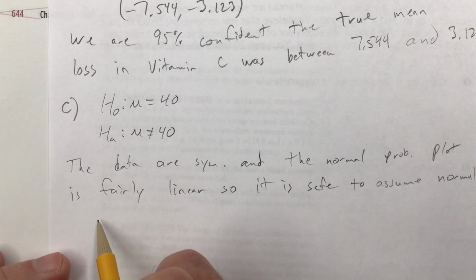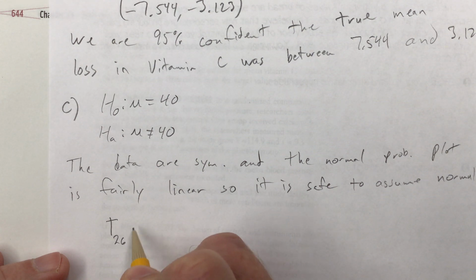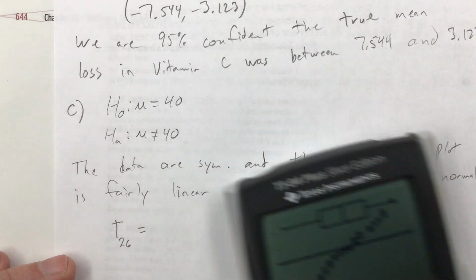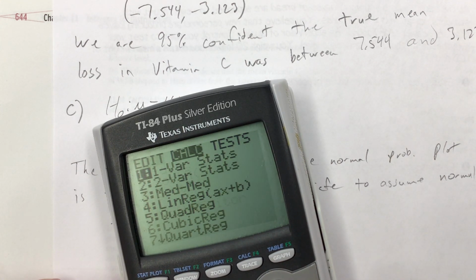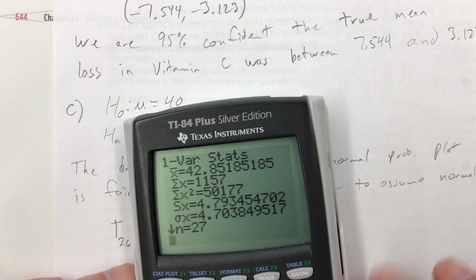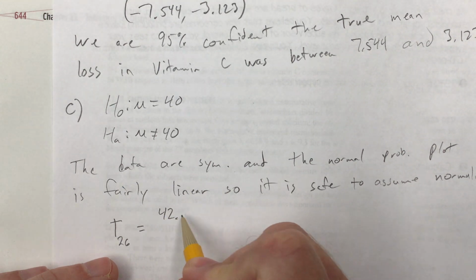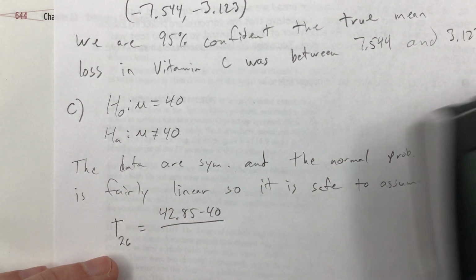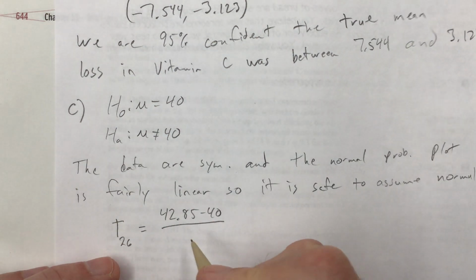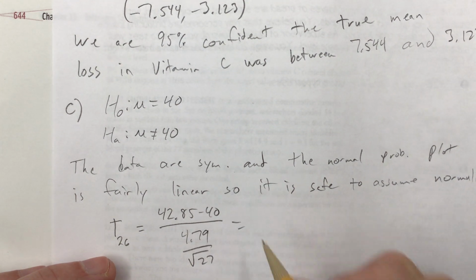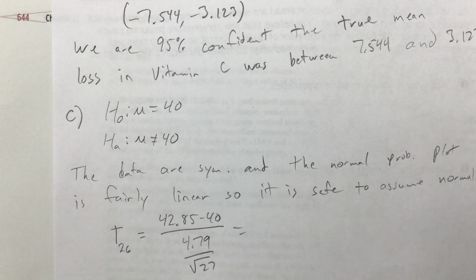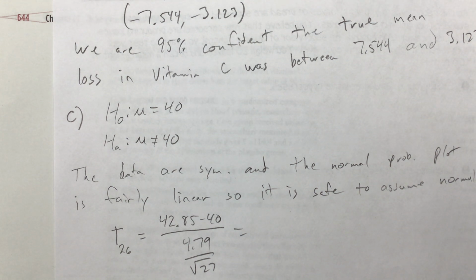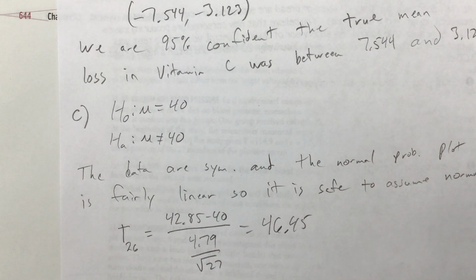All right, let's get our t test statistic with 26 degrees of freedom. So we need to find the mean of list 2, I think that was. And there we are, 42.85. Notice we have also a different standard deviation, 4.79. Okay, work that out. That's huge. I'm getting a t of 46.45. Is that right?